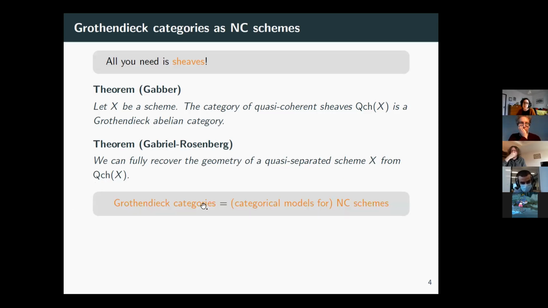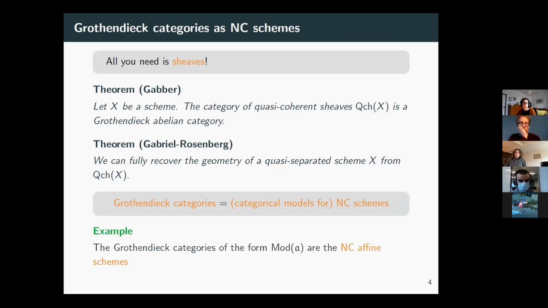So the philosophy we will be working with today is that Grothendieck categories are actually categorical models for non-commutative schemes. If you know it came from a commutative, so a classical scheme, you can recover it, but you may have more that will be representing non-commutative spaces. And for example, the non-commutative affine schemes are precisely the categories of modules. Very well. So we have these two perspectives in order to see and to interpret Grothendieck categories.